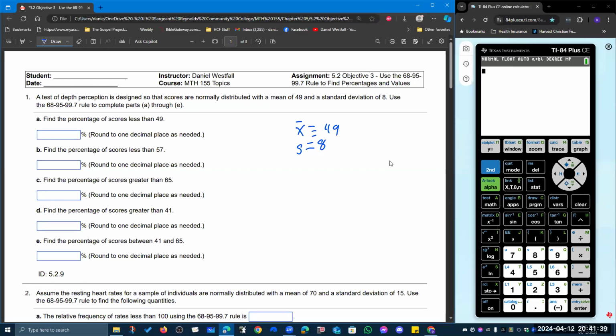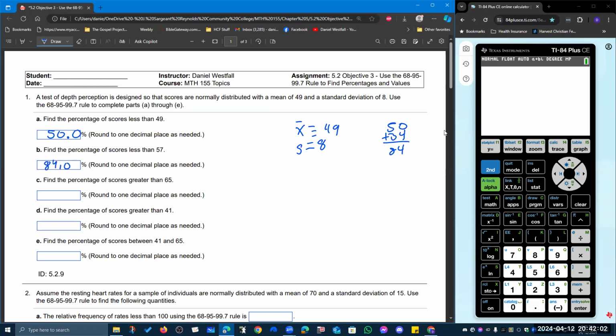Find the percentage less than 49, that would be 50%. Round to one decimal place, so I'll call it 50.0%. Find the percentage of scores less than 57, so that's 50 plus 34, which is 84%.